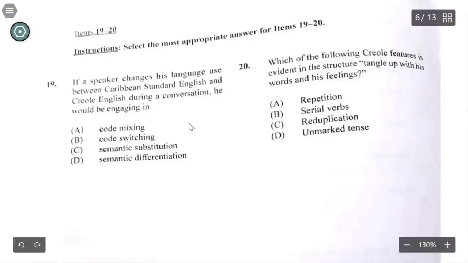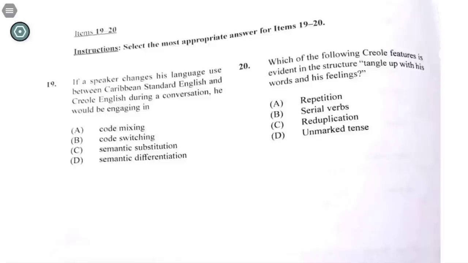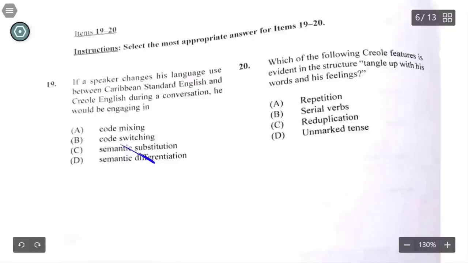19 says, if a speaker changes his language use between Caribbean standard English and Caribbean Creole English during a conversation, he would be engaging in code mixing, code switching, semantic substitution, or semantic differentiation. No, it wouldn't be C or D. I don't think I need to explain what those are either. The term isn't code mixing, but it is code switching. So number 19 is B.